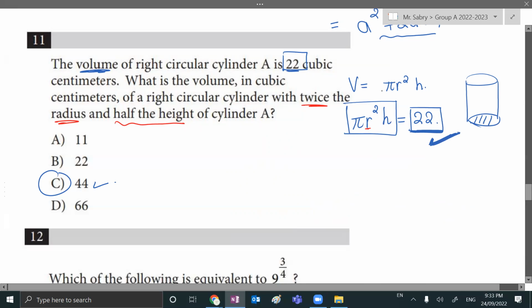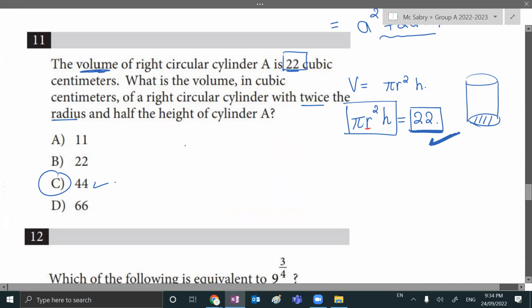Noreen, we're good. Everyone understands how we got this, right? Okay. So we have this, leave it on the side for now. Disregard it completely for the time being. Now, let's do what they are asking me to do. They need the volume of something that has twice the radius and half the height.